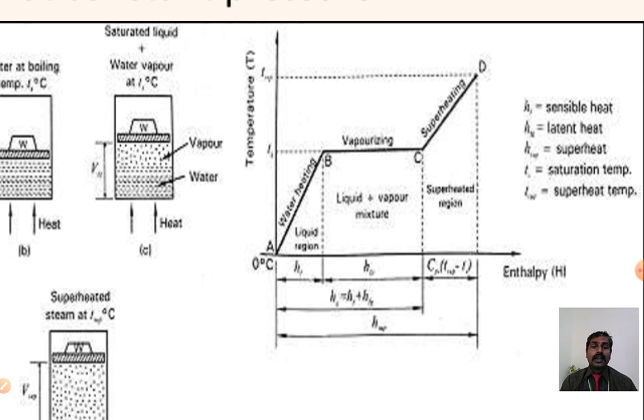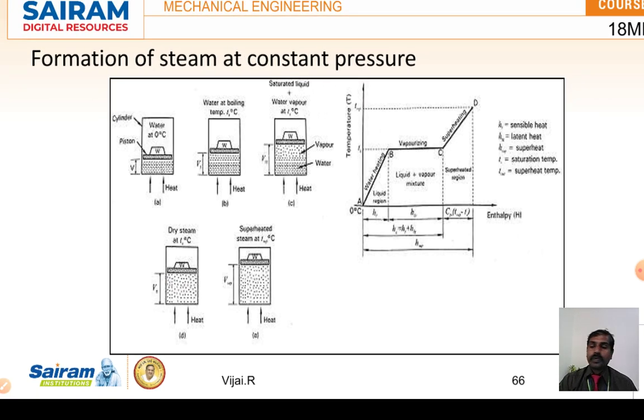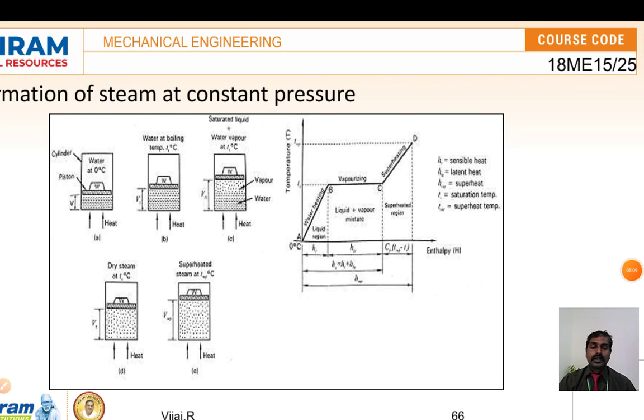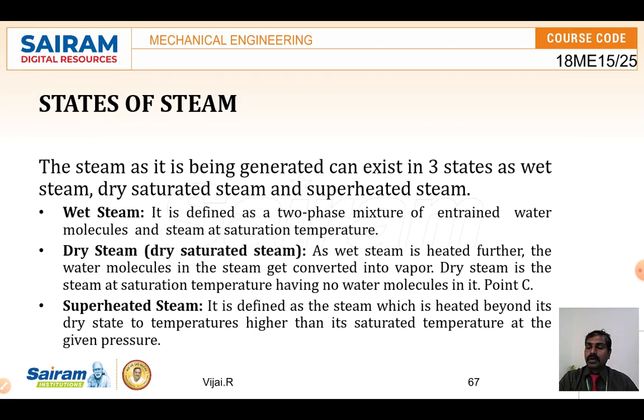Then again I give heat. That is the superheated area. With further heat, the 100 degree steam is converted into a higher level of steam. The temperature increases and the steam becomes superheated steam. So this is how steam is generated from water to superheated steam. Why superheated steam is needed, we will see next. In any case, the states of steam are three different states, as I said: wet steam, dry steam and superheated steam.